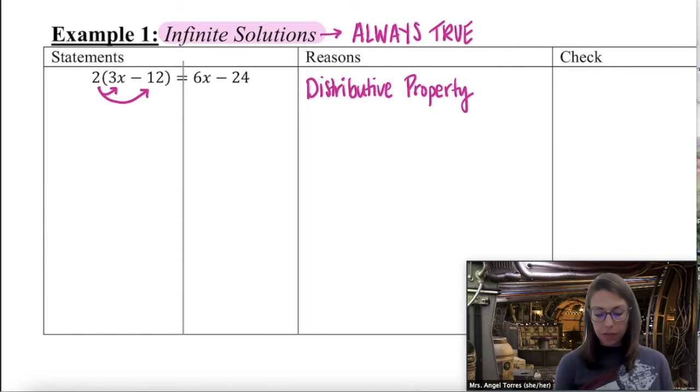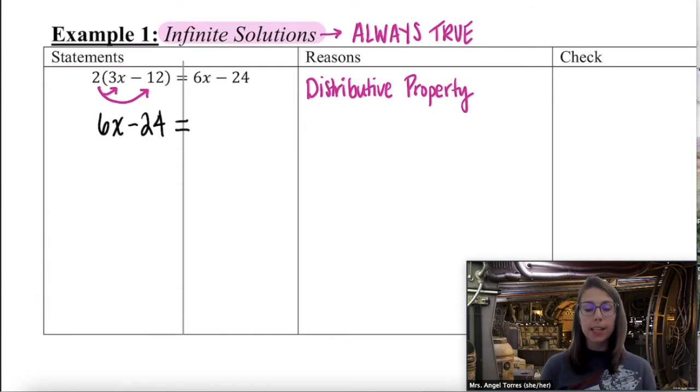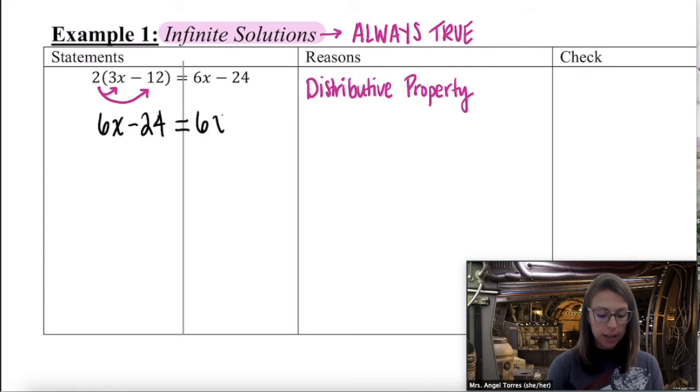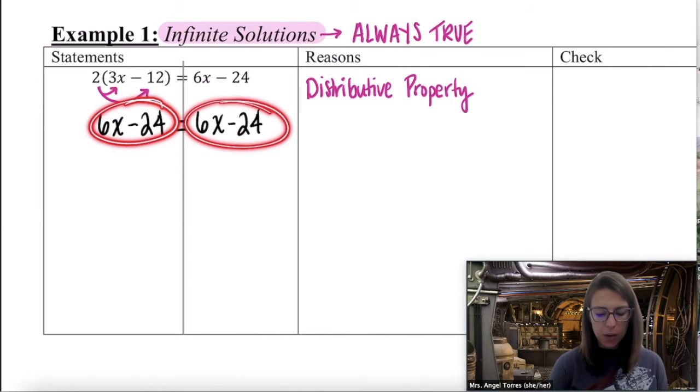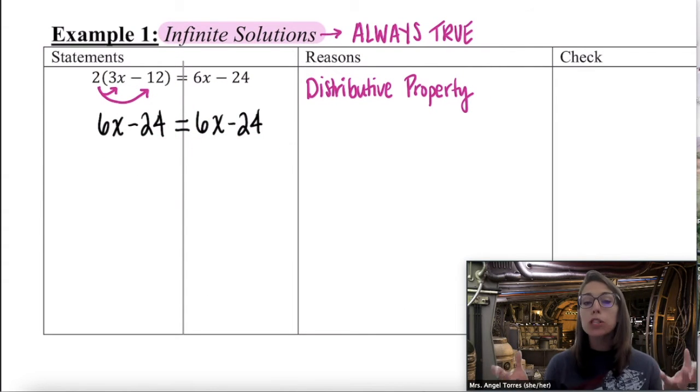Now let's go in and simplify. 2 times 3x is 6x. Minus 2 times 12 is 24. On the right-hand side, we're just going to bring down our 6x minus 24. Hold on, something looks a little bit strange about this equation. Do you notice something about the left side of the equation and the right side of the equation here? How about the fact that they're the exact same expression, which means this equation is always true.